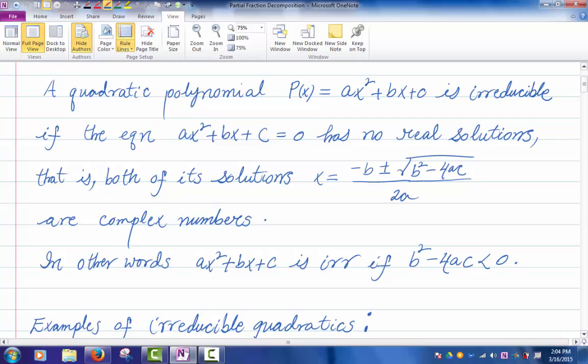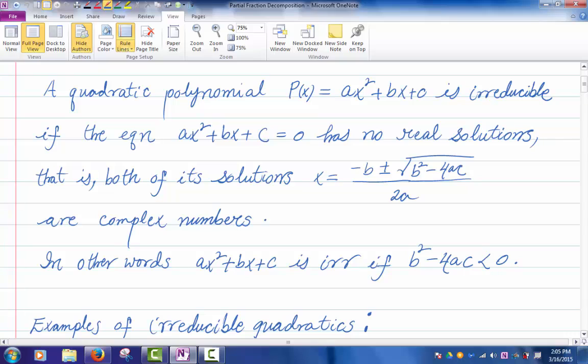So what does it mean? I know the quadratic formula. So if I have this quadratic equation, then the quadratic formula tells me x is minus b plus or minus the root of b squared minus 4ac over 2a, and that solution will be complex when the quantity inside the root is what? Negative. The quantity inside the root is known as the discriminant of that quadratic. And so a quadratic polynomial is irreducible when the discriminant b squared minus 4ac is negative. Is everybody clear?